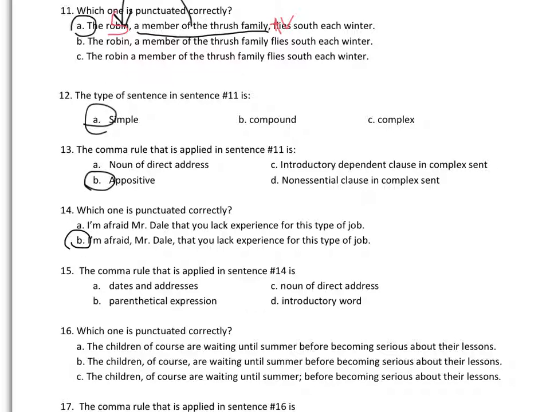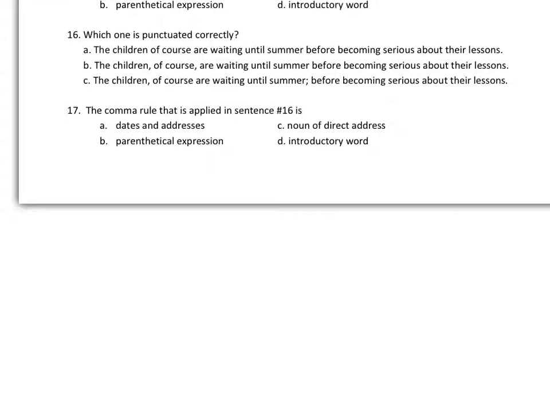B is punctuated correctly because it's a noun of direct address. You're speaking directly to Mr. Dale and using his name when you're speaking to him, which is why you put commas on either side. Number 16 is B, of course, is a parenthetical expression. Put commas on both sides.